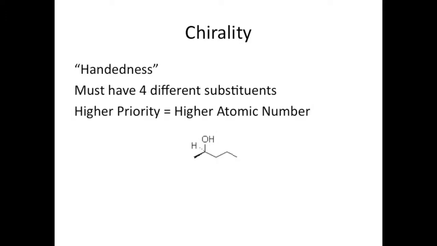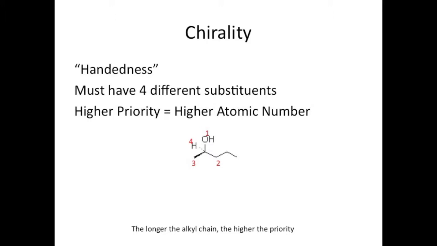The priority rules are exactly the same as priority rules for E/Z isomers of alkenes, in that the higher priority substituents are those that have higher atomic numbers closest to the chiral center. In this example, it's pretty clear that hydrogen will be the lowest priority, and the hydroxyl group will be the highest, as oxygen at 8 beats carbon at 6. But what about the methyl and propyl groups? Well, the thing to take away from this is that everything else being equal, longer alkyl chains take priority over shorter ones.